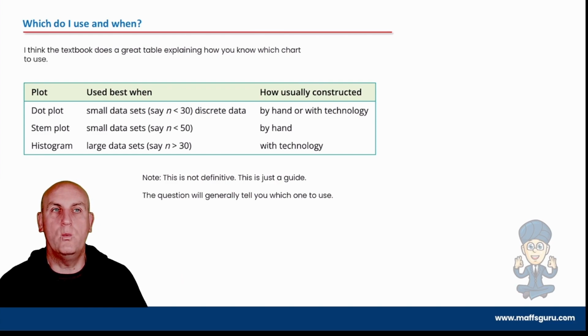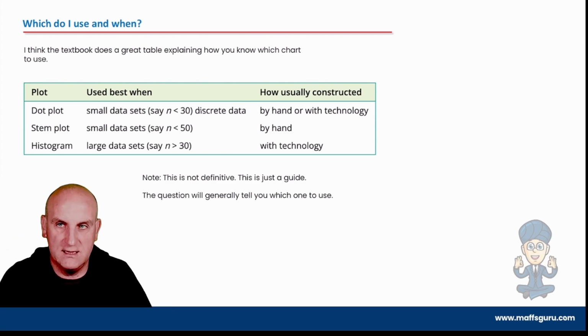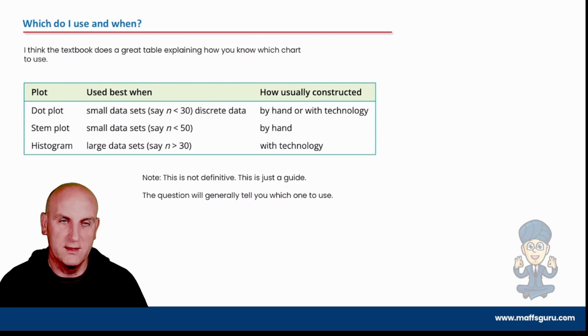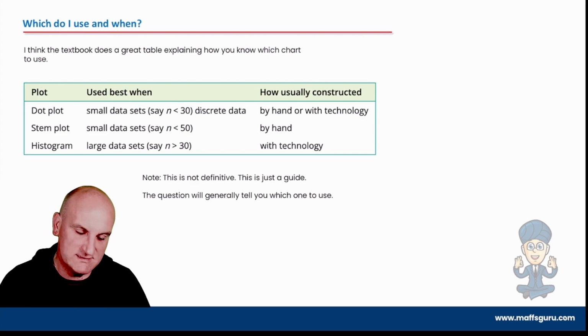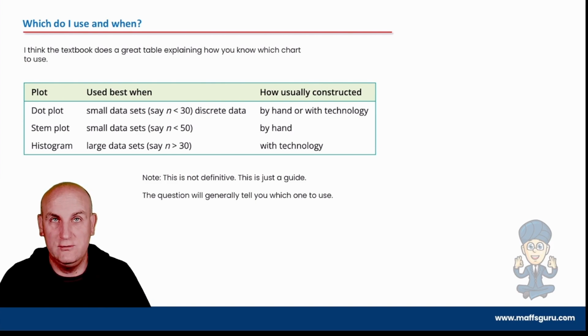Okay, now which graph do I use and when? That's really important, isn't it? Because if you're in an exam and you've been given the data and they ask you to choose the most appropriate way, you've got to know, and here's a table from the Cambridge textbook. So, dot plot. What they say here is used when there is a small data set, say, for example, n is less than 30, for discrete data. Dot plot, you don't really want to put decimal numbers on the dot plot, so just use whole number values. How to do it: with a hand or technology. Actually, your CAS can do dot plots for you.